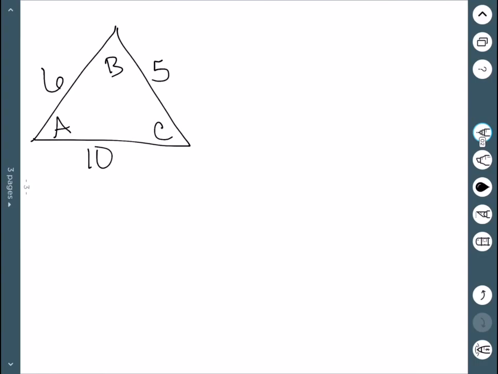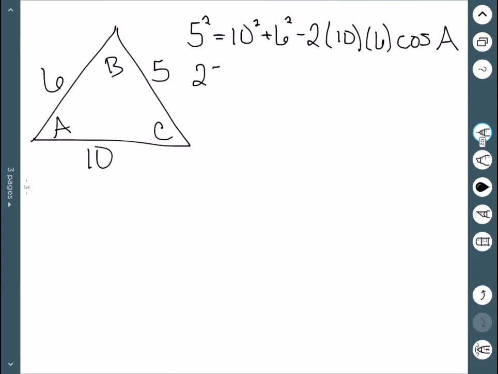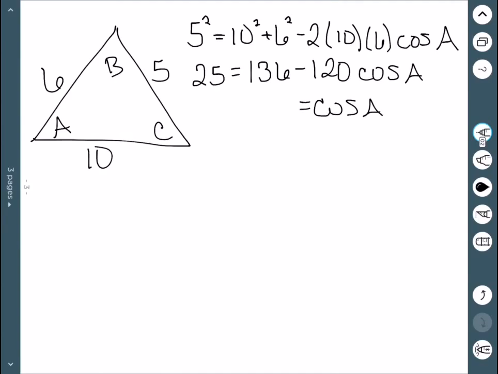So we'll start by trying to find angle A using the fact that a squared is equal to b squared plus c squared minus 2bc cosine of angle A. And if we reduce this, we'll get that 25 is equal to 136 minus 120 cosine A. We can then solve for cosine A, and when we do, we get that cosine A is 0.925.